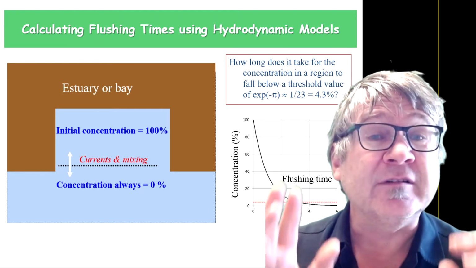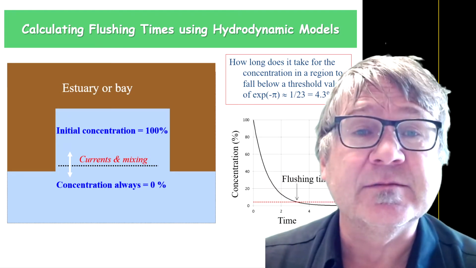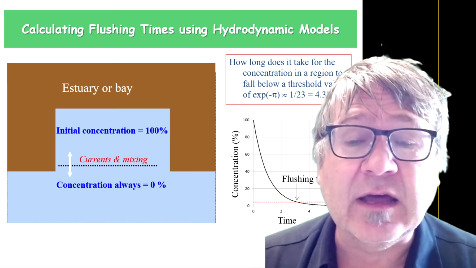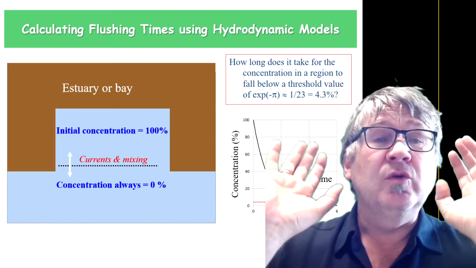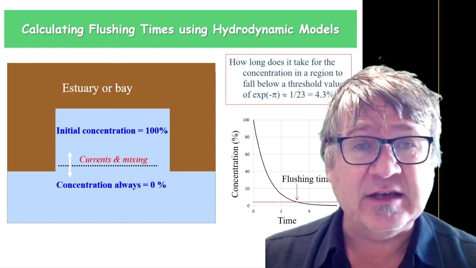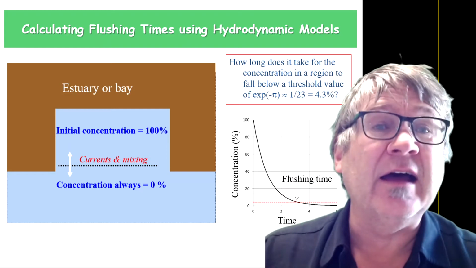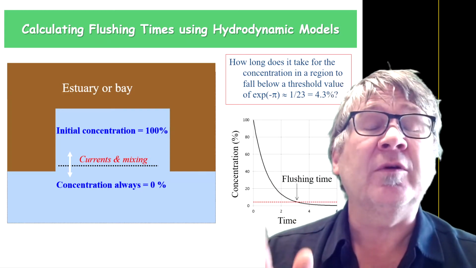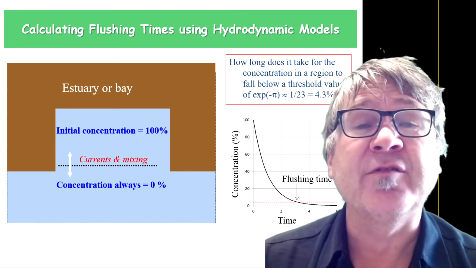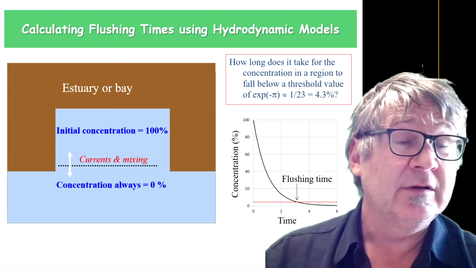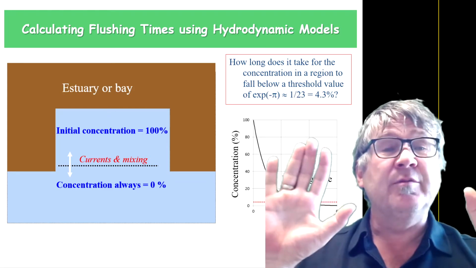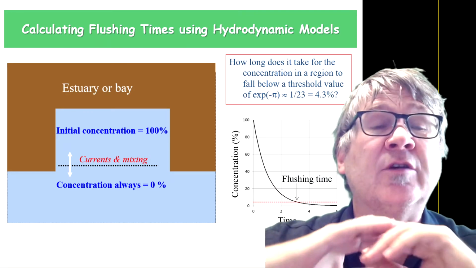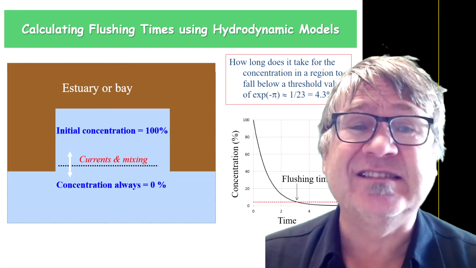tracer of a dissolved substance. Okay? It's like a color tracer, if you like. So you initiate this tracer in your model at a certain start time, and you fill your bay with an initial concentration of 100%, as shown here in this sketch. This is your initial distribution, 100%, and in the ambient ocean, the concentration always stays at 0%.